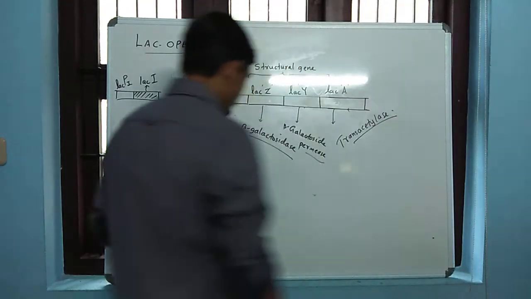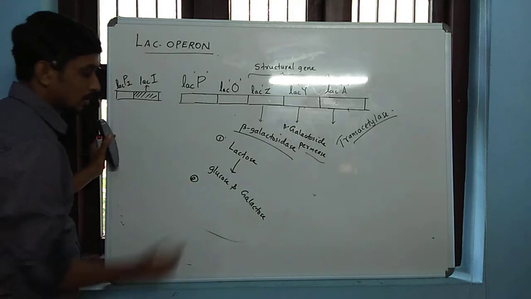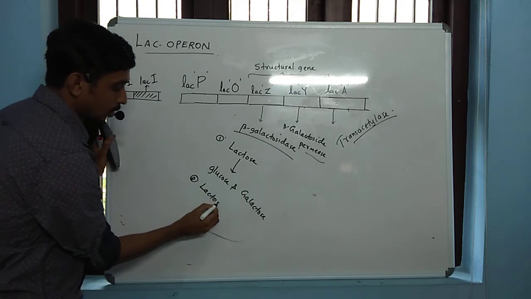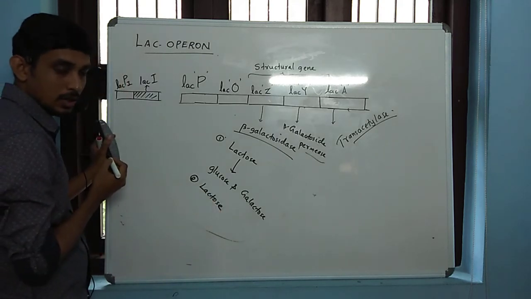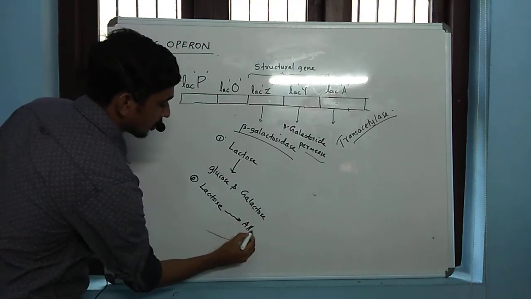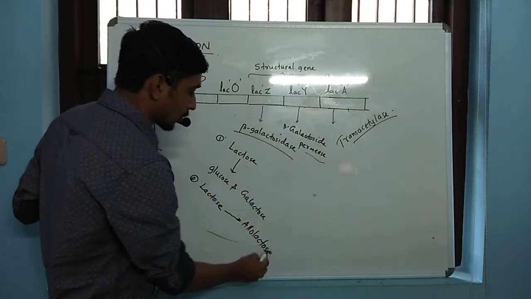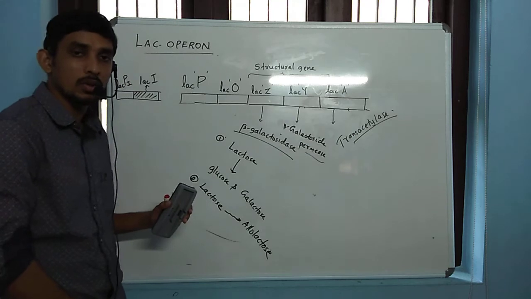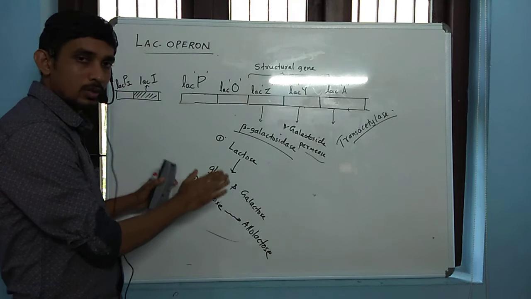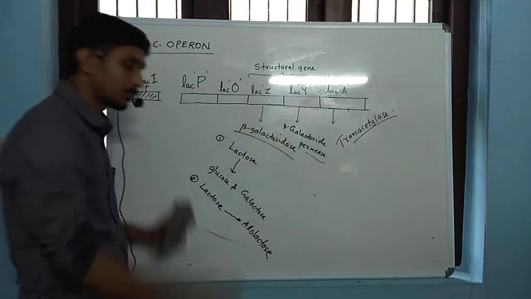It also has a second function. Its second function is that it can also convert lactose into another compound called allolactose. So these are the two main functions performed by beta-galactosidase.